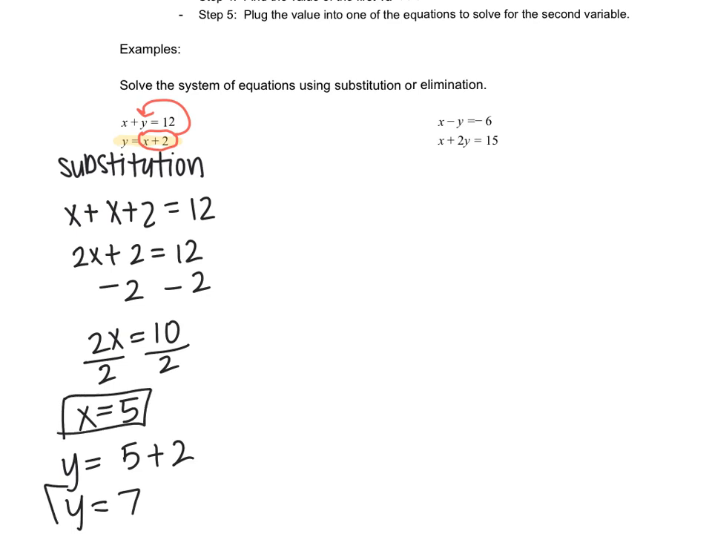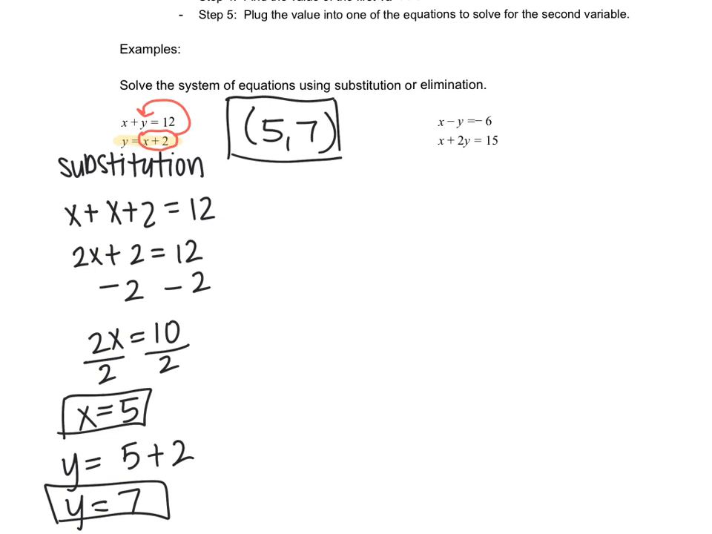So you have two options when you have your final answer. You can leave it as x equals 5, y equals 7, or you can write your solution as a point. Whenever we write a solution as a point, we separate it as x comma y, and we always put parentheses around a point. A very common mistake I see with writing points is not putting the parentheses. We gotta have those parentheses. So that's an example of substitution.